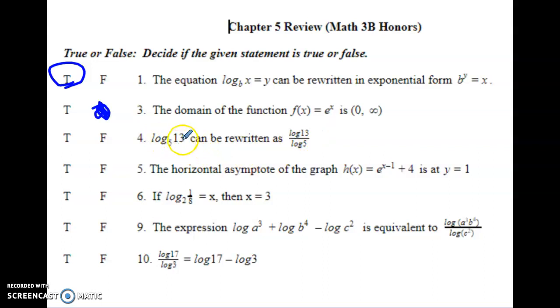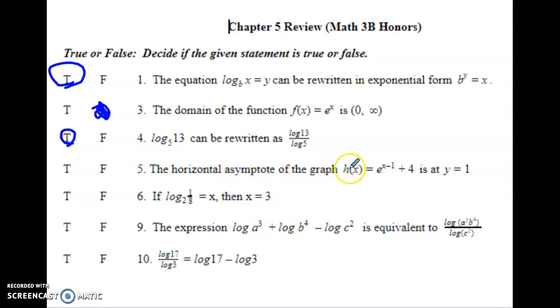Log base 5 of 13 can be rewritten as log 13 over log 5. That is true because that's the change of base formula. So if you don't have a calculator that you can put log base 5 in, you could do log of 13 divided by log of 5 and get the same answer. So that one is true.